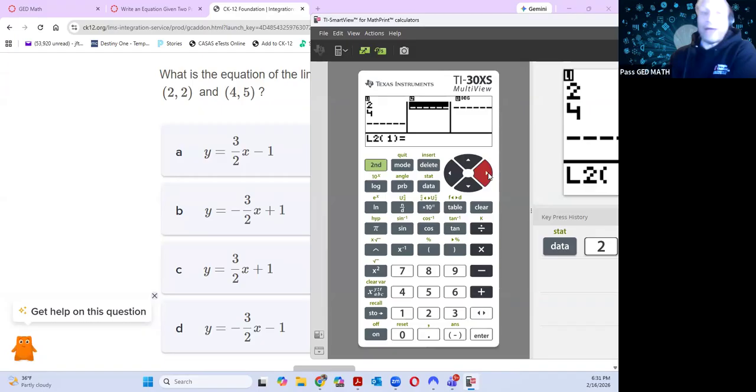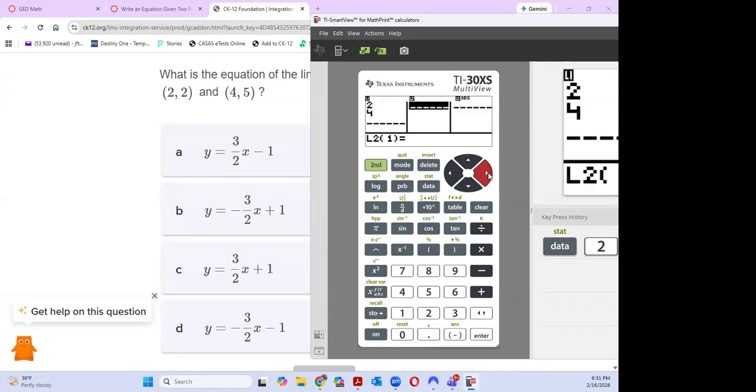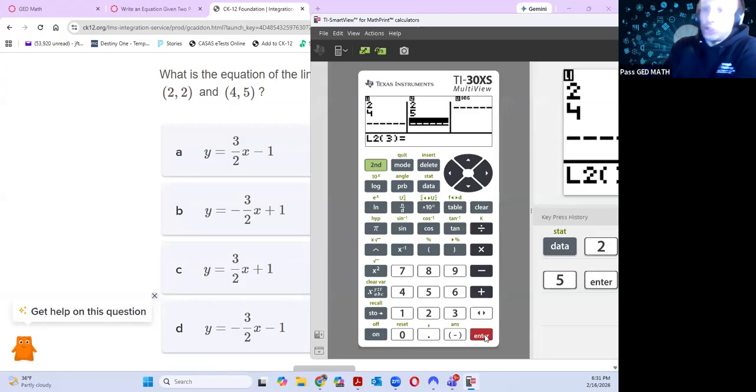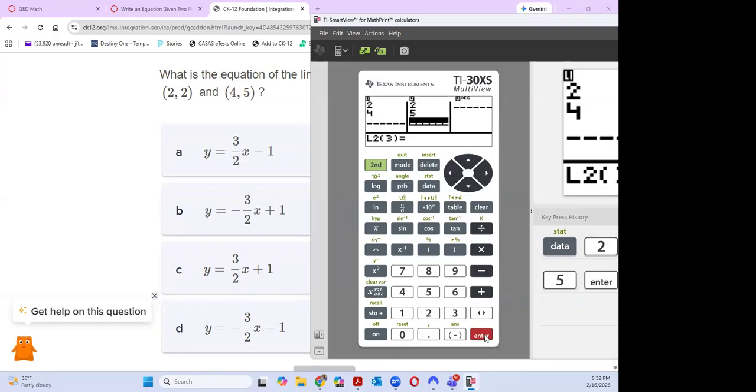What are my two y values? The two y values are 2 and 5. 2, enter, 5, enter. Now, checks and balances. Look back at the two points. You should see the two points in your calculator. My first point, 2, 2. My second point, 4, 5. You should see it on your calculator. If you don't see it, then you put it in wrong.